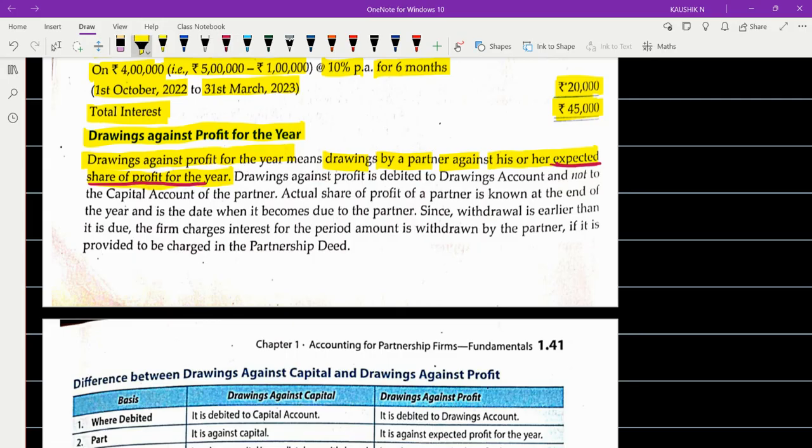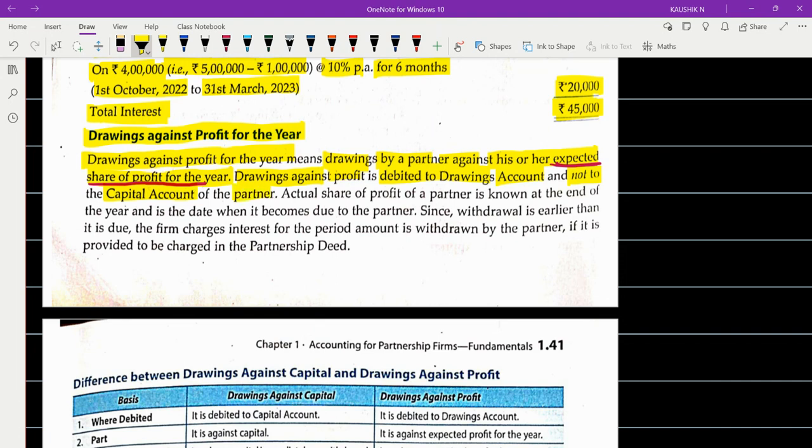The profit or loss becomes known only at the year end. A business will know at the year end whether there is profit or loss. But before that, they are expecting they will get some value as profit. So from the expected profit of the business they are doing this withdrawal. Let's call it drawings against profit. So drawings against profit for the year means drawings by a partner against his or her expected share of profit. Okay, right.